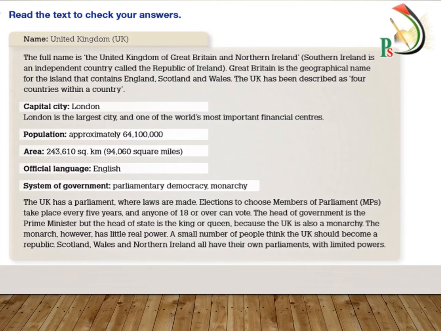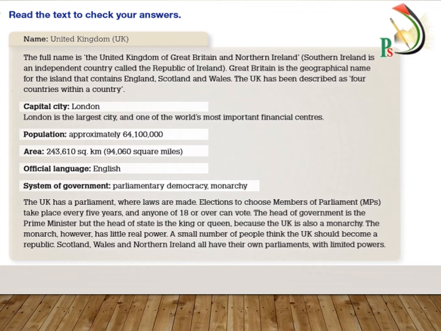Okay, my student, now we will go to the second part of our lesson. Read the text to check your answers. I want you to focus with me, please, because it's a very important text. It contains a lot of information about the UK. I will ask you a question to discuss each paragraph.